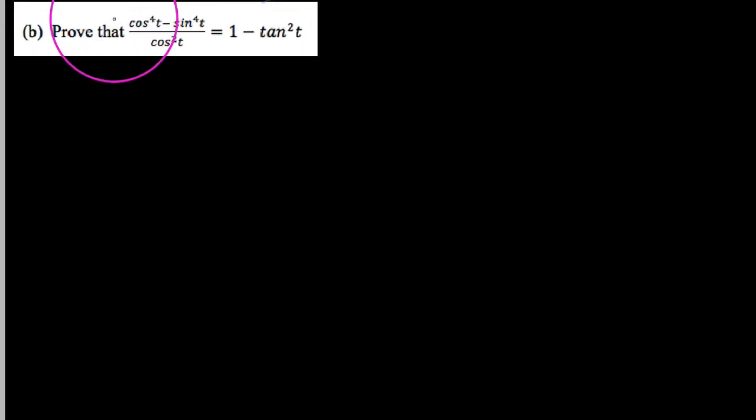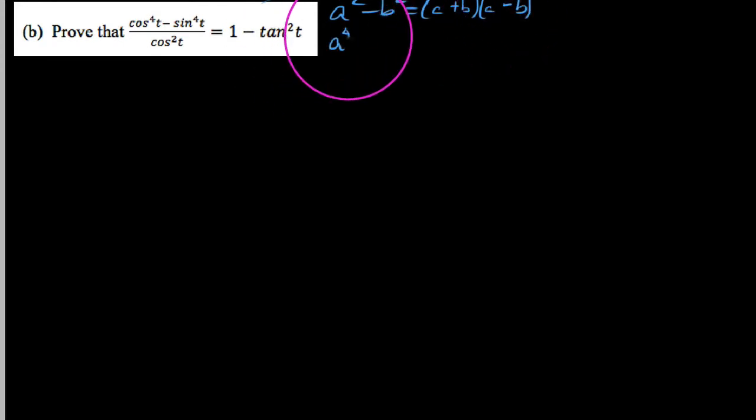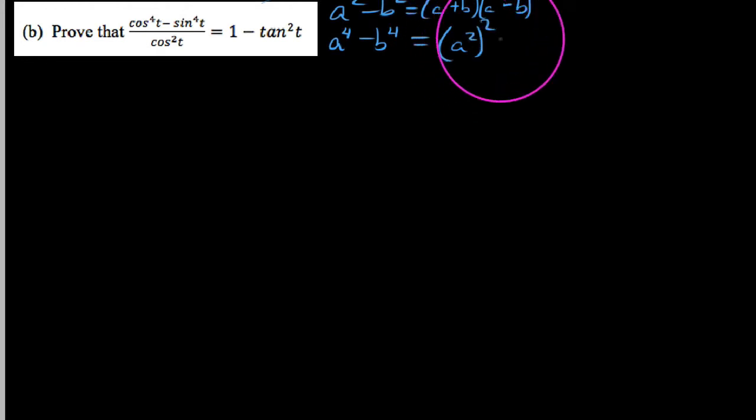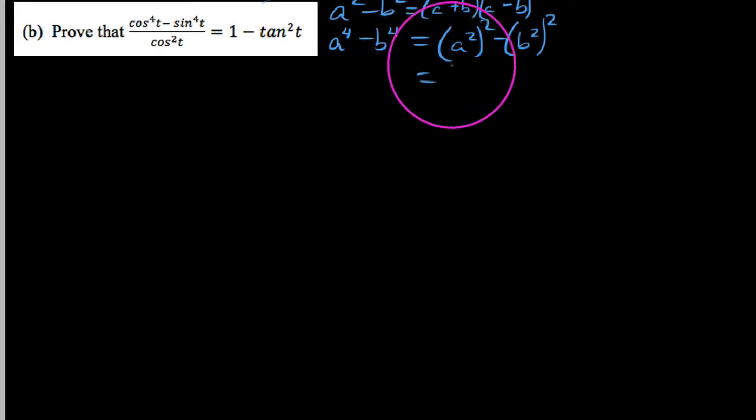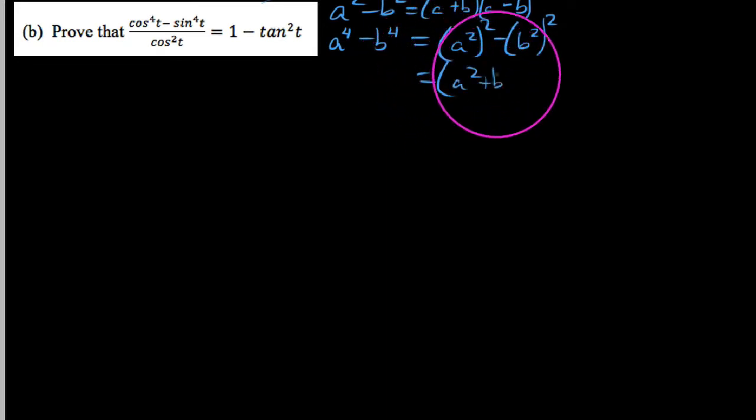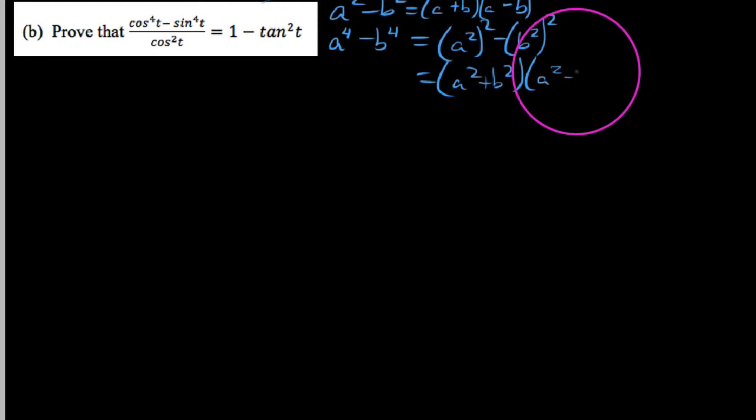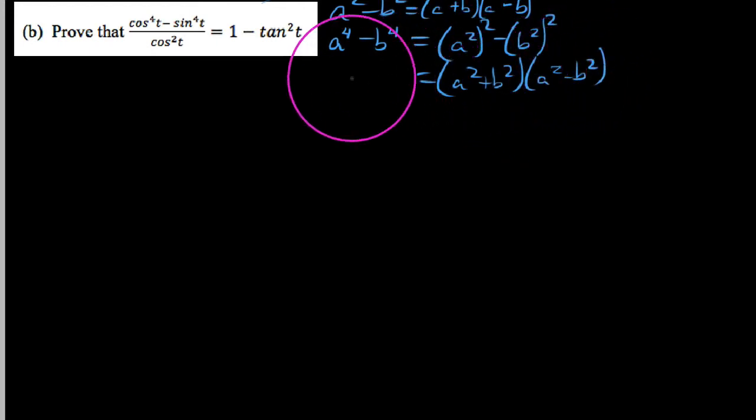So on to letter B here. Speaking of differences of squares, a squared minus b squared is the same thing as (a plus b)(a minus b), conjugate pairs here. It is also the case that a to the fourth minus b to the fourth is considered a difference of two squares, and the reason why is because we could rewrite it as a squared squared minus b squared squared. That would factor down into (a squared plus b squared)(a squared minus b squared). See, this is all just algebra here, essentially.